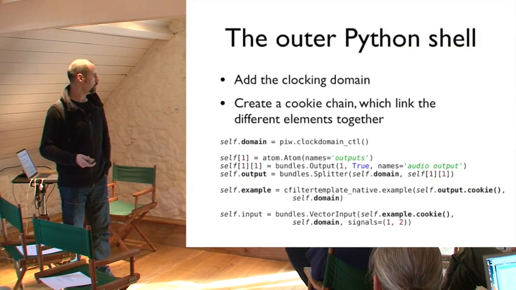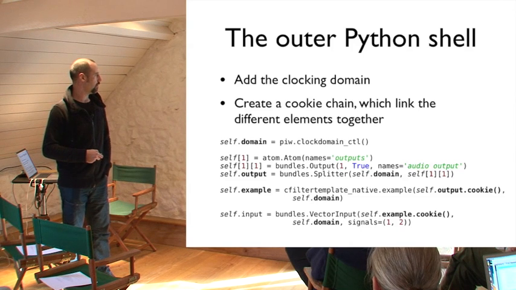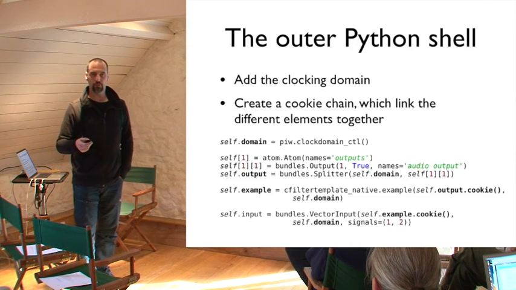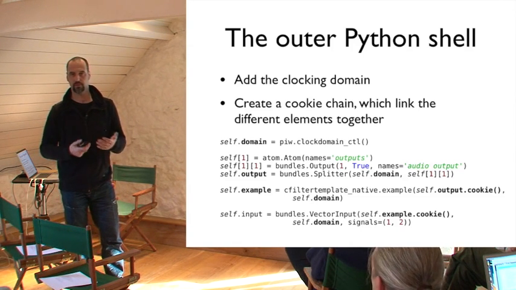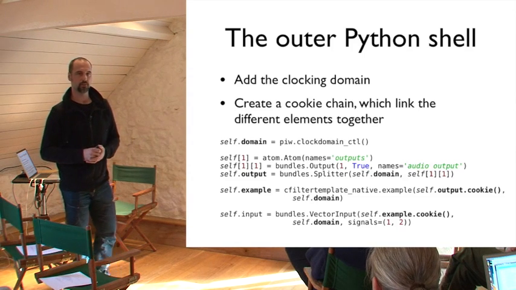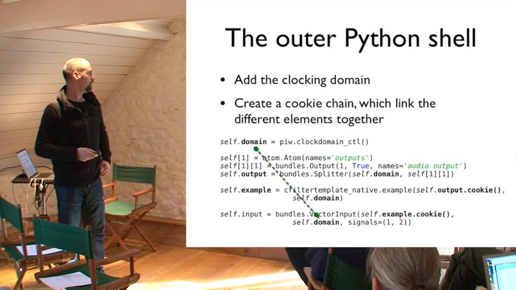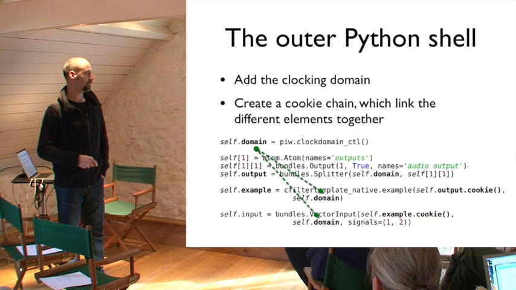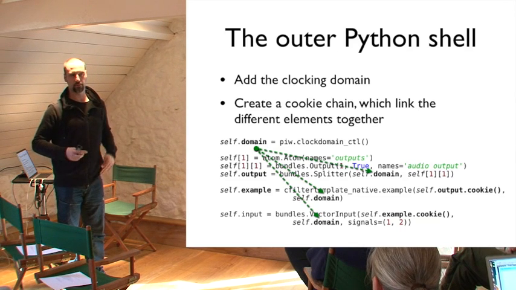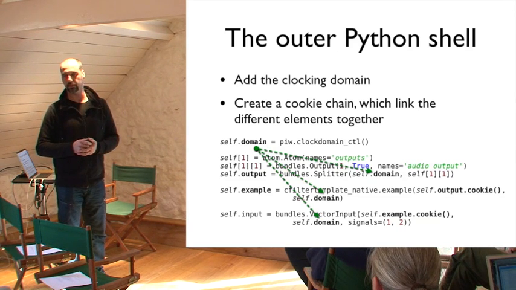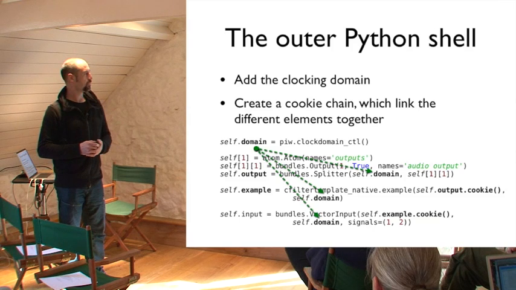So what do you typically do? First you add this clock domain that will be used by the inputs and bundles so that they're all clocked by the same clock domain, and then the relationship can be built. So this domain is being used by the input, by the actual C filter implementation, and by the splitter, which will split the signals back out so that they can go out through the output.